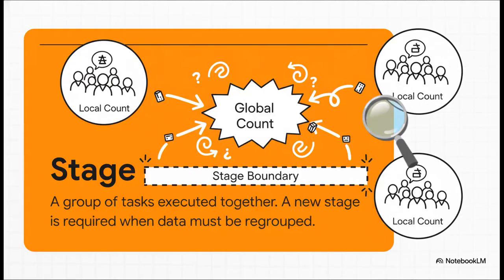That line in the sand, that boundary between the everyone-for-themselves local count and the we-need-to-work-together global count, that is what defines a stage in Spark. Anytime your data has to be shuffled around or regrouped between your students, Spark has no choice but to create a brand new stage. And trust me, these stage boundaries, they're pretty much the number one cause of slowdowns.